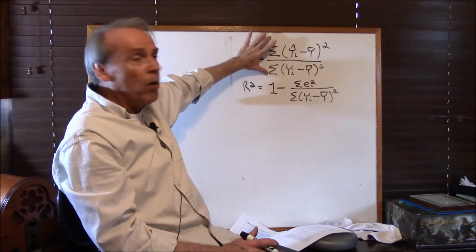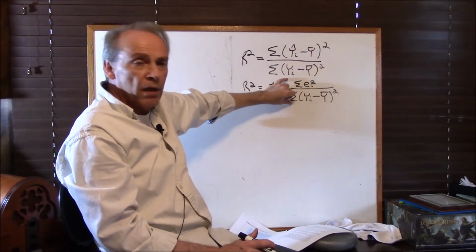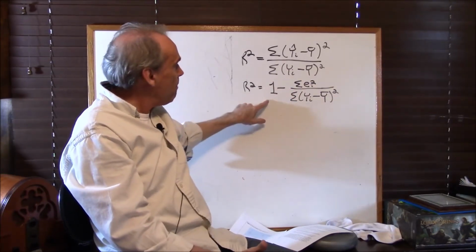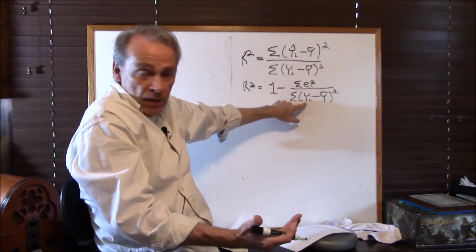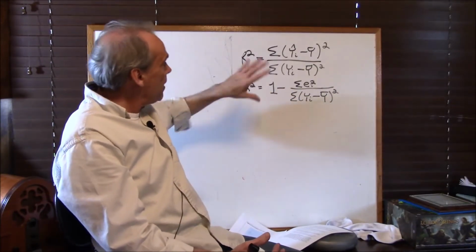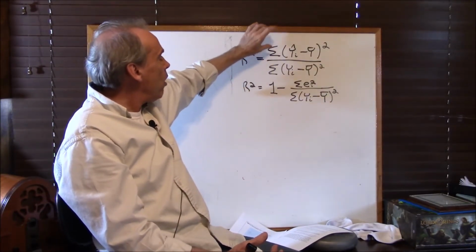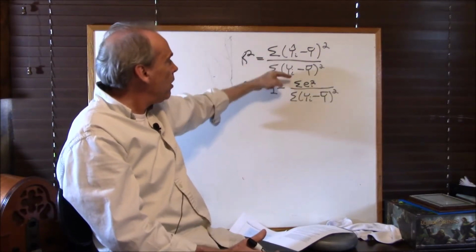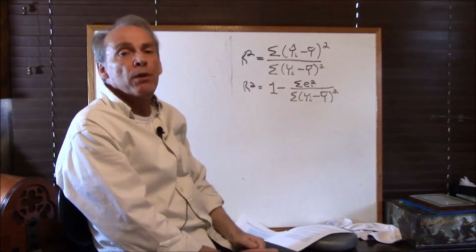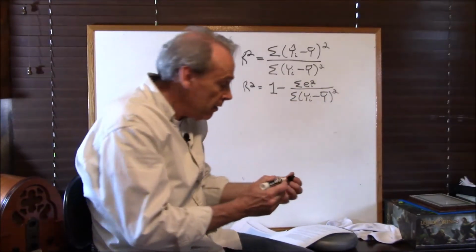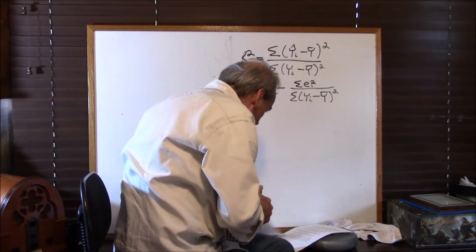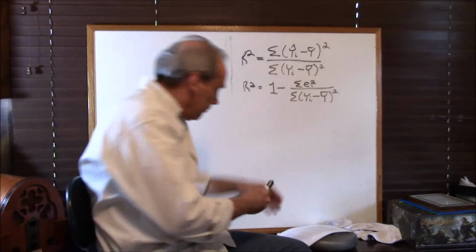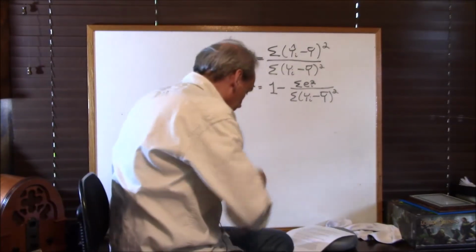So if this is 0.7, then what's this going to be? 0.3. It's what's left over. It's what you didn't explain. So 1 minus 0.3 is 0.7. So R squared can either be expressed as the ratio of what you did explain to what there was to be explained, or it can be 1 minus what you didn't explain divided by what there is to be explained. Why did I do that? Because the equation for adjusted R squared is actually using this. It doesn't have to, but it does.